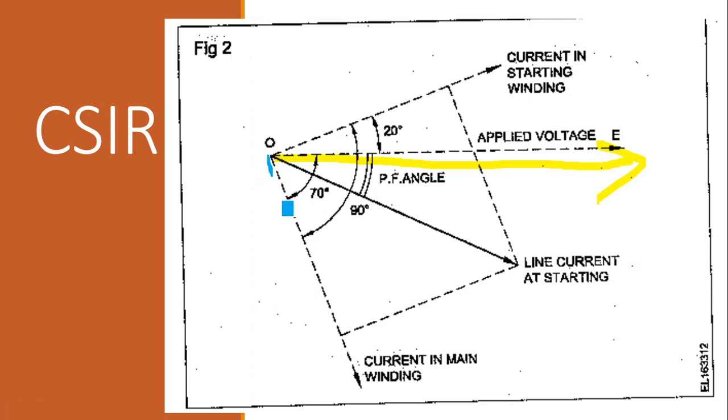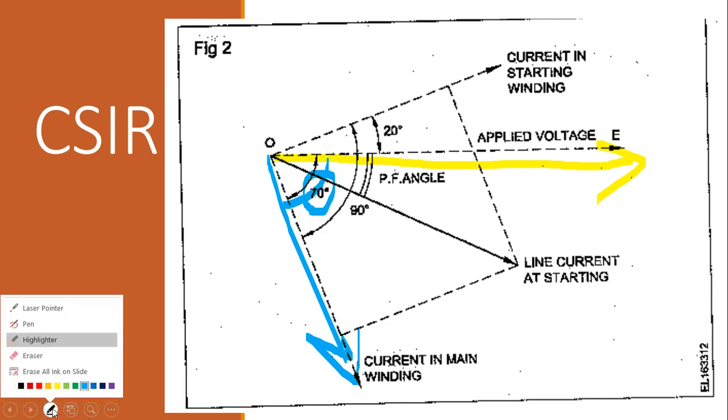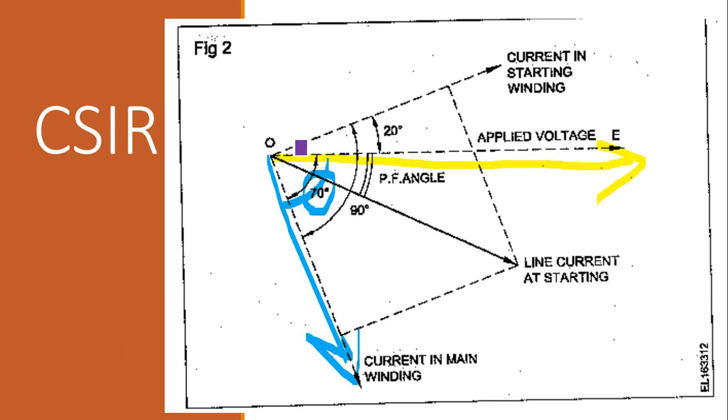Now let's see, this is the main current which is lagging by 70 degrees from the supply voltage. Okay, so this is the main current which is already inductive. It is at a 70 degree lagging. Now let us see the starting winding current. I'll change the color. Now this is the starting winding current. You will be able to see from the voltage it is having 20 degree leading. It is 20 degree leading.